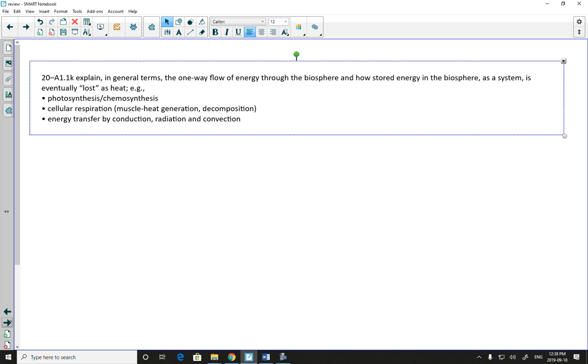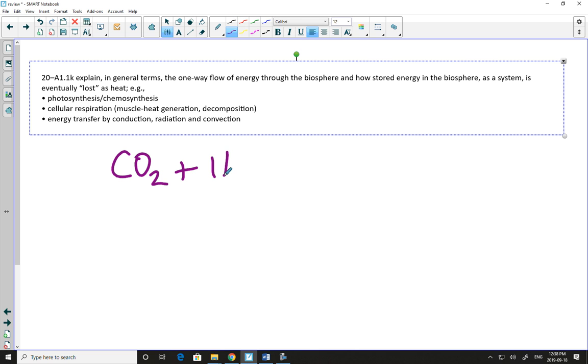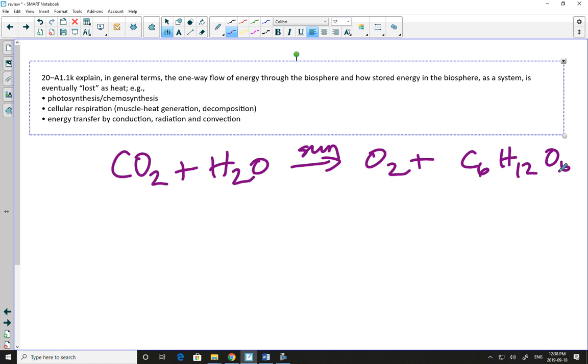Photosynthesis. Everybody knows the equation for photosynthesis, right? And what is it? Very good, yeah. So there's photosynthesis: carbon dioxide reacts with water to produce oxygen and glucose. And then, of course, cellular respiration is the complementary process.